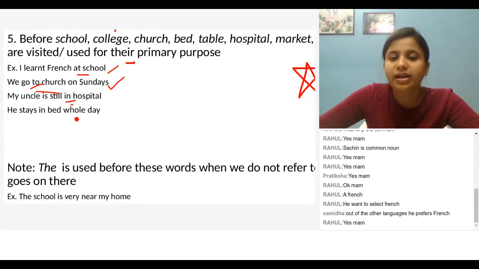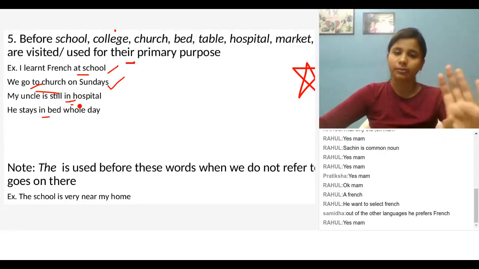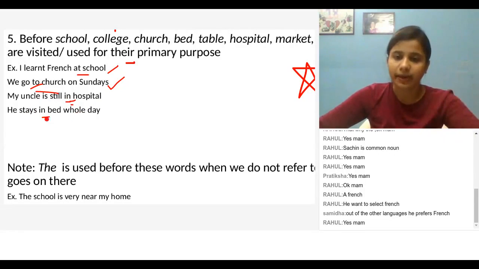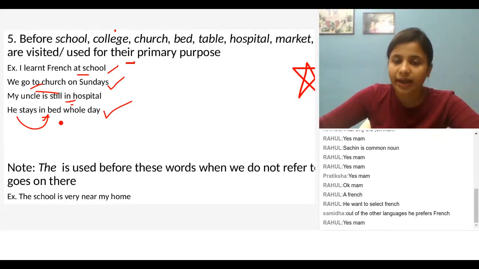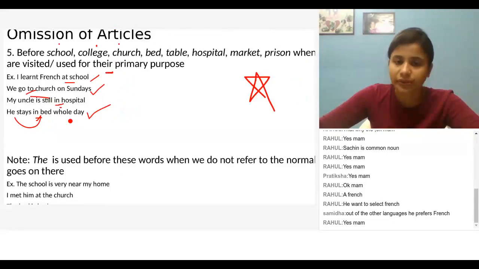He stays in bed the whole day and not the bed, because what is the purpose of a bed? You have to sleep on bed. So when you say he stays in bed, means what? He sleeps in the bed the whole day. So okay, again, no the before these words, okay?